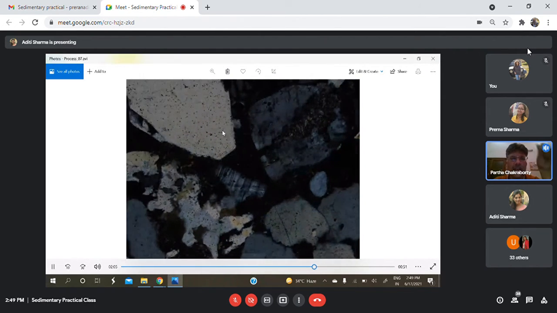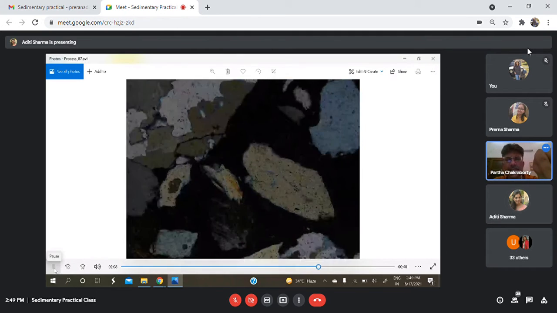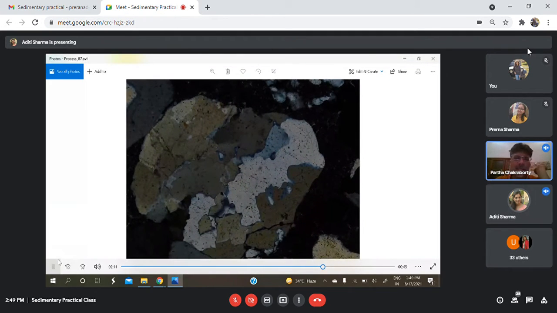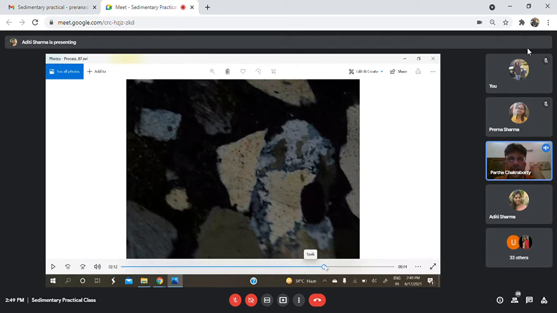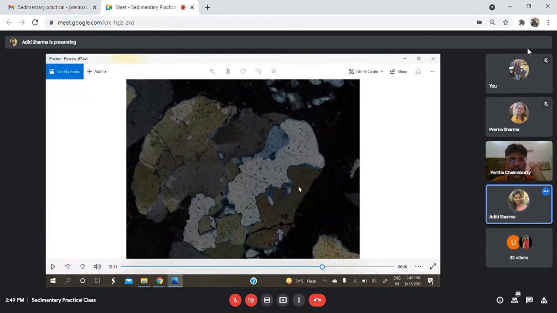On the left side, this is a typical example of polycrystalline quartz. You can see that within the same quartz grain, different domains are showing different levels of extinction. Some are fully extinct, some are partially extinct, some are not extinct at all. That means within the same grain, different domains are in different crystallographic orientation, and because of that, when some domain is going to extinction, another domain is not.